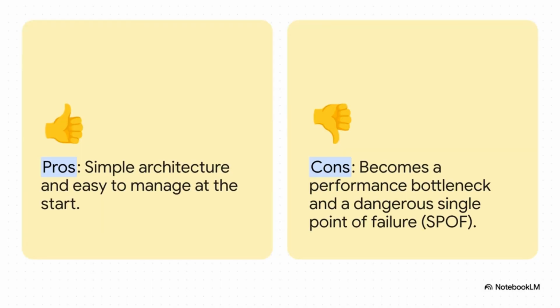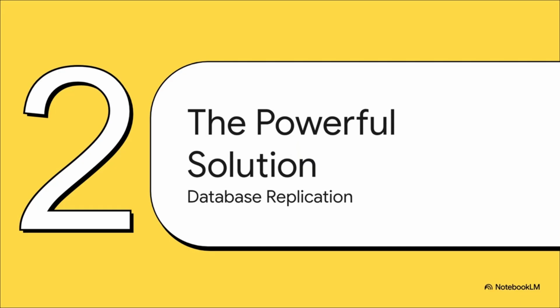I mean, sure, it's simple. It's easy to manage. For a while. But you're dealing with two gigantic risks. First is that dreaded single point of failure, the SPOF. If that one database server trips and falls, the entire show is over. And second, as more and more people start using your app, they're all trying to read data at the same time, and that poor little database just slows to a crawl. Okay, so how on earth do we fix this critical bottleneck?